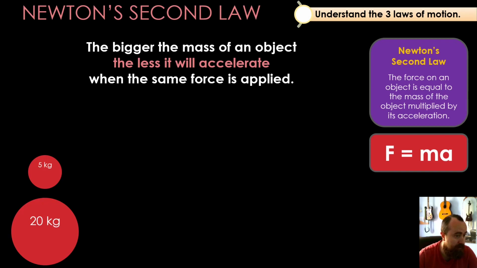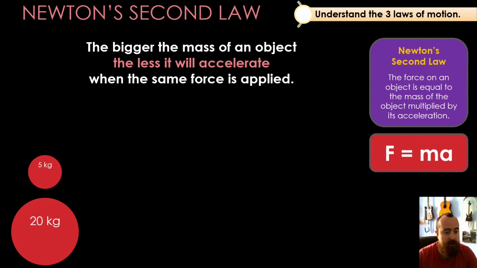The last thing is this: the bigger the mass of the object, the less it will accelerate when the same force is applied. This also comes down to inertia. Remember, inertia is how much an object resists motion when a force is applied. If something has a high inertia, that means it has a high mass. This bottom ball has an inertia or a mass of 20 kilograms. The top one only 5 kilograms. So we should expect that bottom ball to accelerate less. It has a higher inertia, so it's going to accelerate less when the same force is applied.